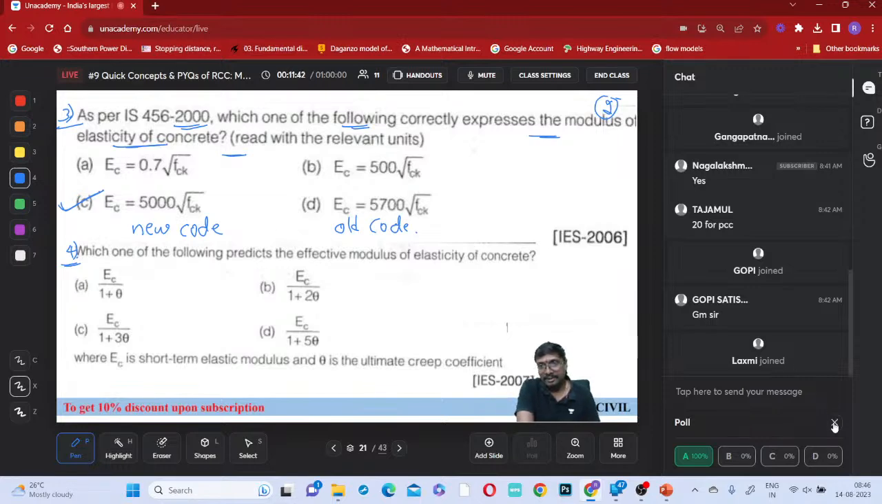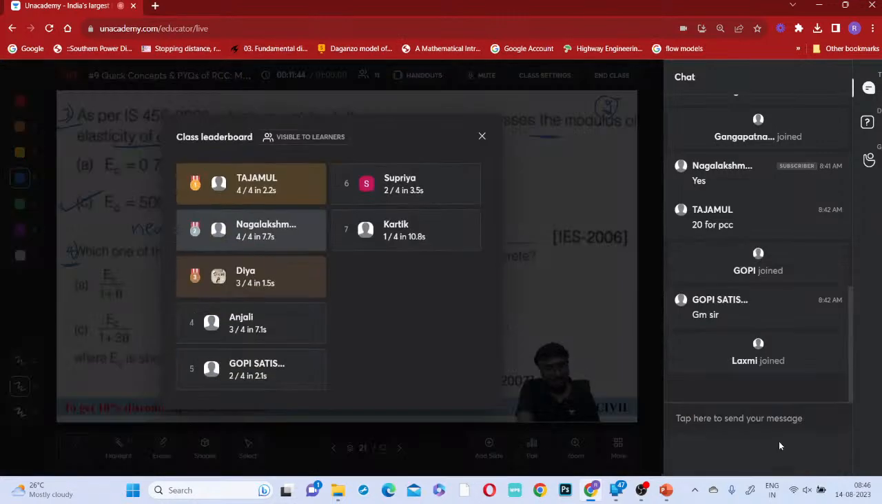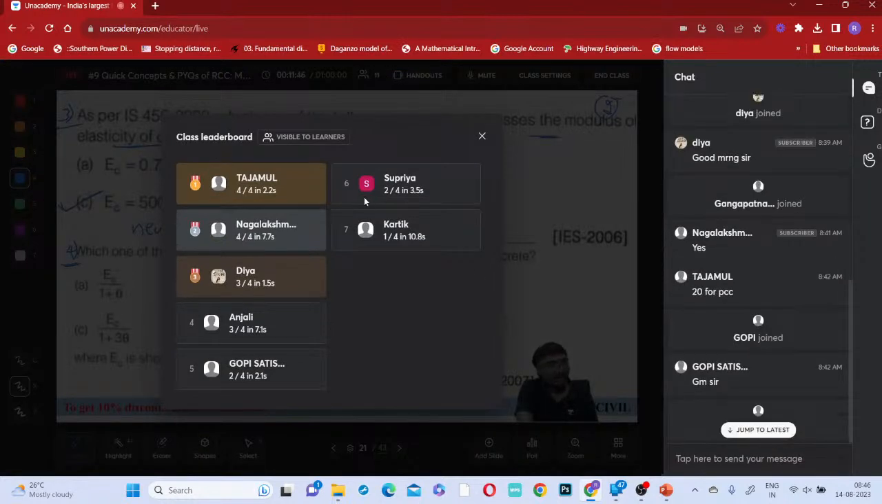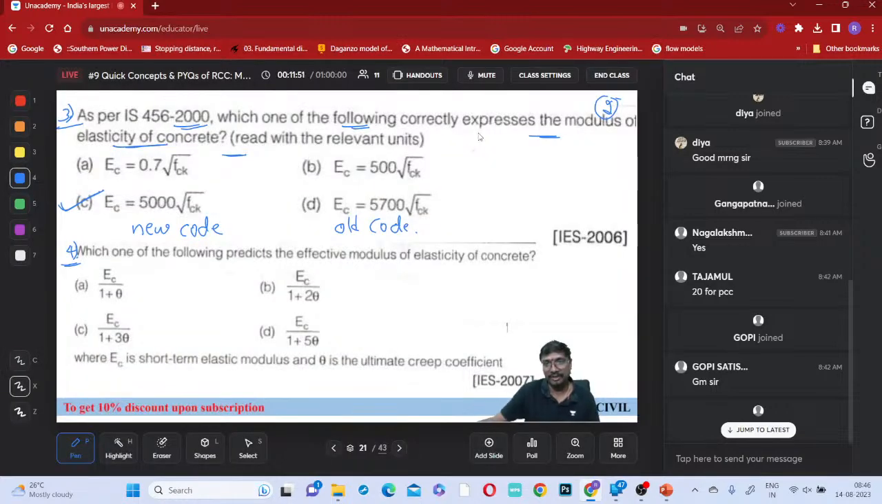Any other answer by others? Right. Yes, 100% from special class answered perfectly. Very good. Tajamul first, Naglakshmi second, and Diya third. These are the toppers till now.